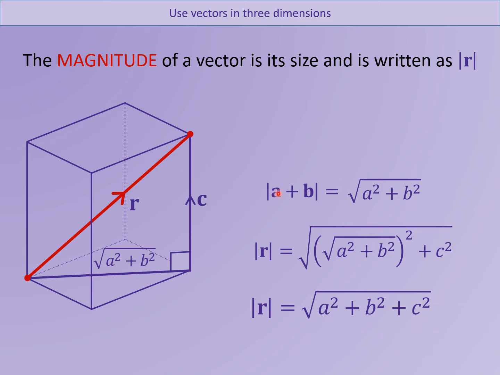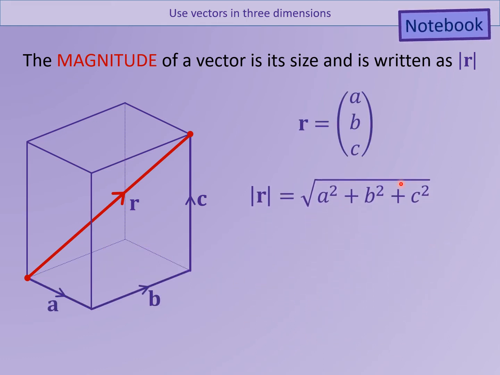So I don't need to work them out individually. I can just work out each of the components of the vector, square them and square root. So if I've got a vector like this, A, B and C, I can just square each of those components and square root at the end. Make sure you've got that fact down in your notebook.